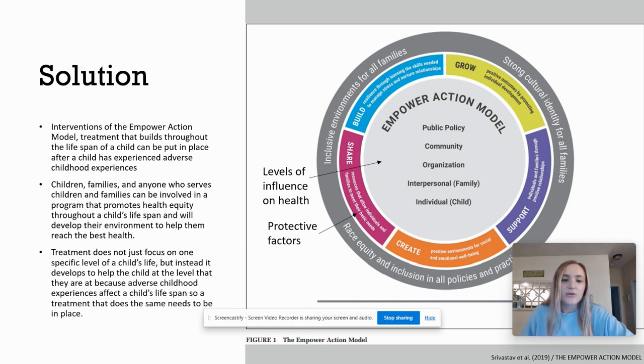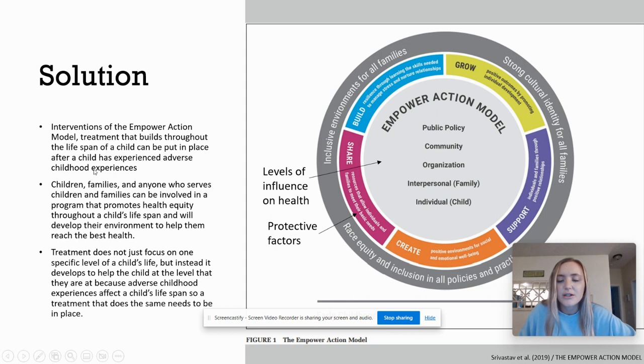Treatment does not just focus on one specific level of a child's life, but instead it develops to help the child at the level that they are at, because adverse childhood experiences affect a child's lifespan. So a treatment that does the same needs to be in place.